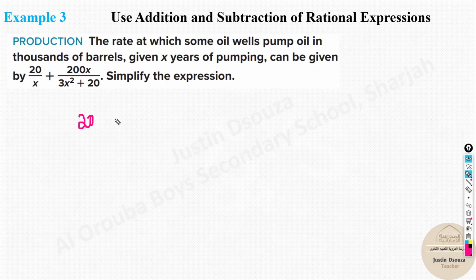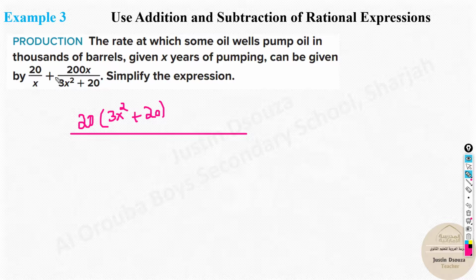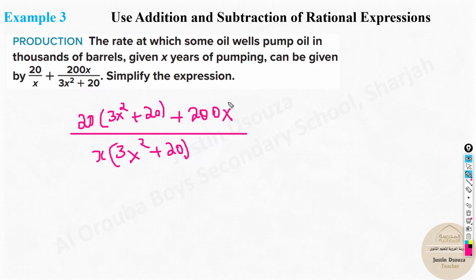So what I'll do is I'll do 20 multiplied by 3x squared plus 20. Now I'll write the denominators together. Why? Because I'm multiplying this over here and this over here. It's going to be the same. So it'll be x multiplied by 3x squared plus 20. This is the denominator. It's going to be the same for both. But what about this, right? This is the left side numerator plus the right side numerator. That would be 200x squared. Why? Because I have to multiply up and down with x, isn't it? So it is 200x squared.